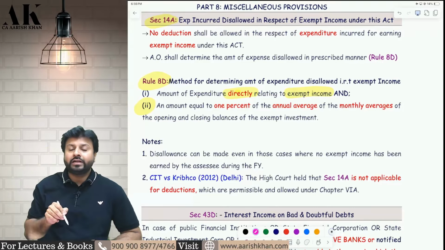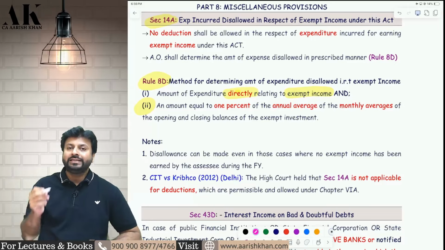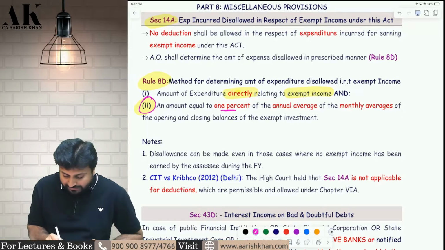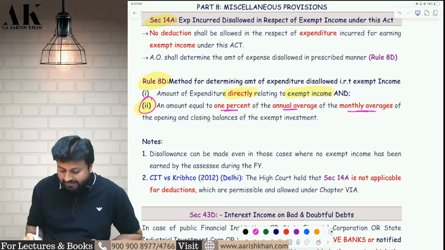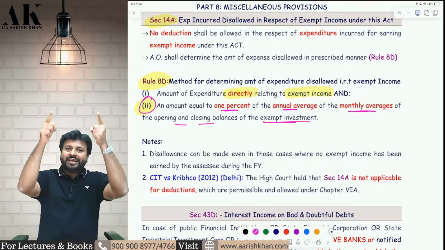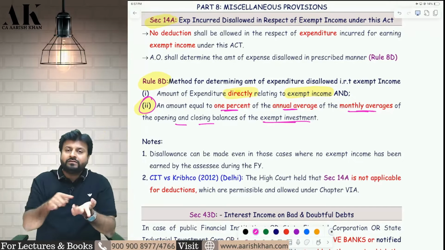Then add all the monthly averages, total them. And then whatever total comes, divide by 12. That will give me the annual average. And then I will take 1% of that. That is the fictional mechanism which is stated over here. See, 1% of the annual average of the monthly average of opening and closing balances of exempt investments. So first you will take the exempt investments' opening and closing balances average every month. Then you will total all of them and divide by 12.